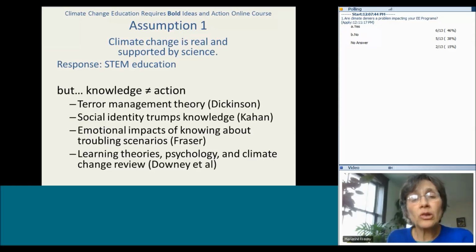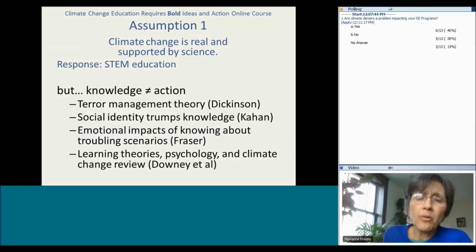And he's more likely, even though he knows more about climate change than I do, to not want to take any action to mitigate climate change, because his group identity does not encourage him to take action. Whereas I know less about climate change, but my identity is liberal-leaning Democrat, so I'm more likely to take action. So that's the second issue about knowledge not leading to action.